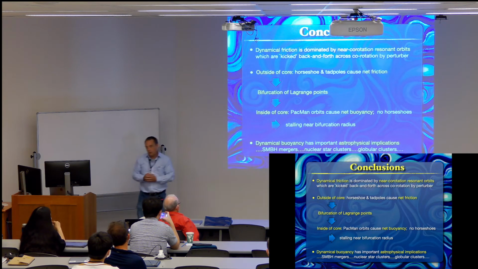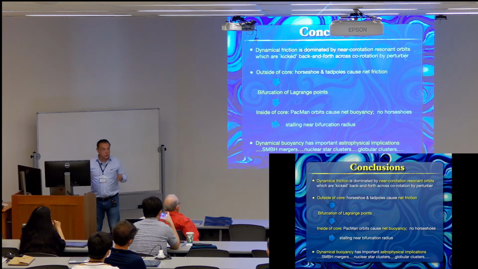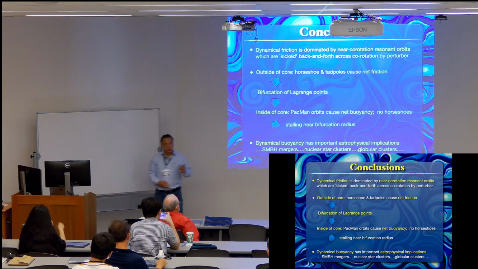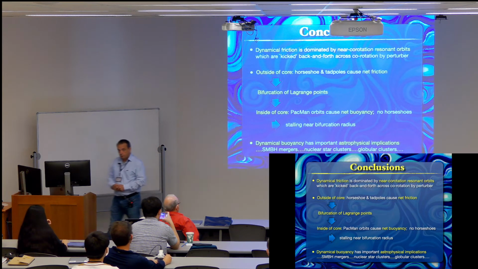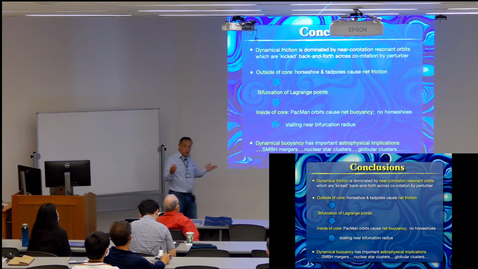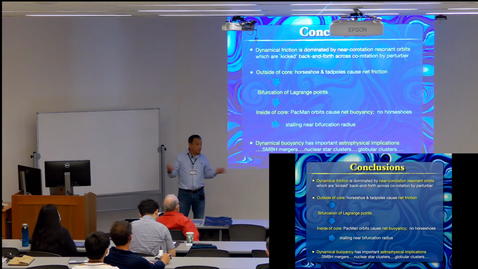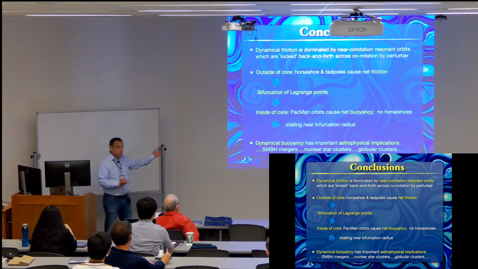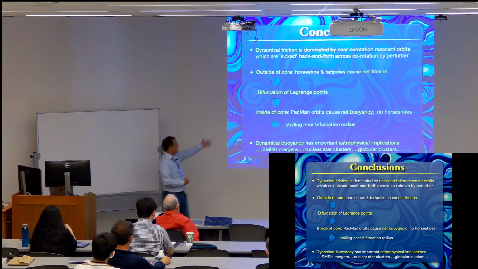Okay? If you're outside of a core, the horseshoes and tadpoles cause a net friction. Once you approach the core, suddenly a bifurcation in Lagrange points occurs, and that gives rise to Pac-mans, which cause a net buoyancy. Okay? So the upshot is, I think this core stalling and buoyancy are real dynamical effects. Initially, I thought that they might be numerical artifacts in simulations, but I think they're real. I think it's real dynamics. I think we actually even understand it.